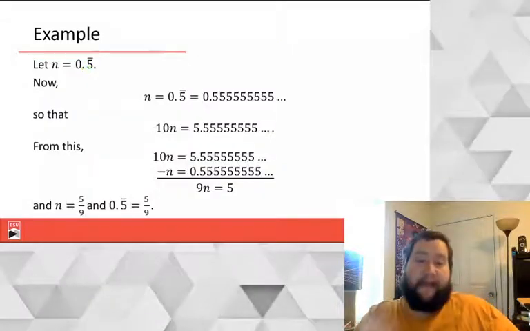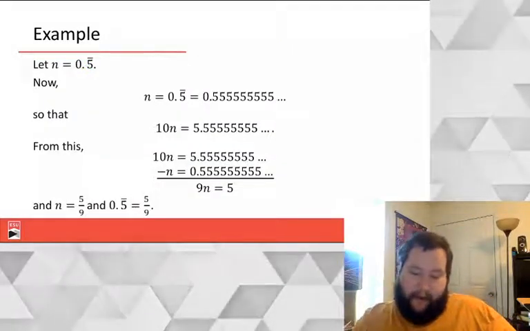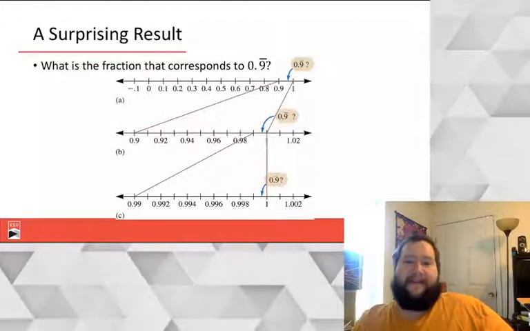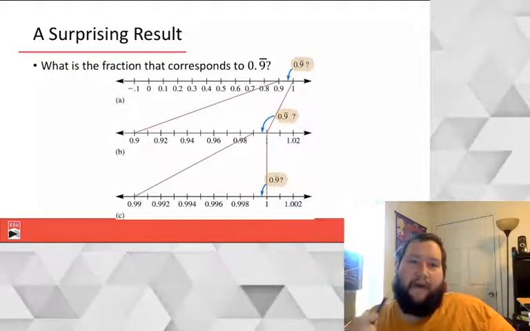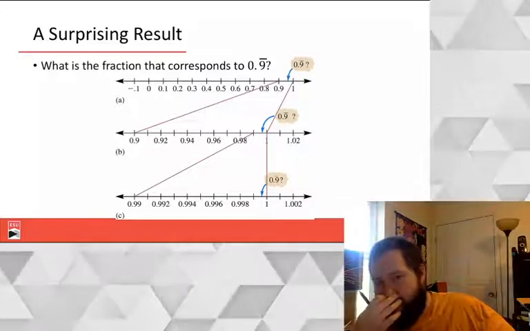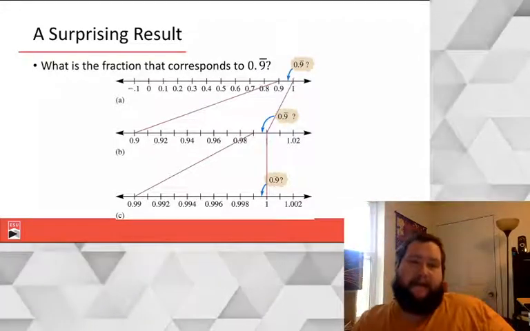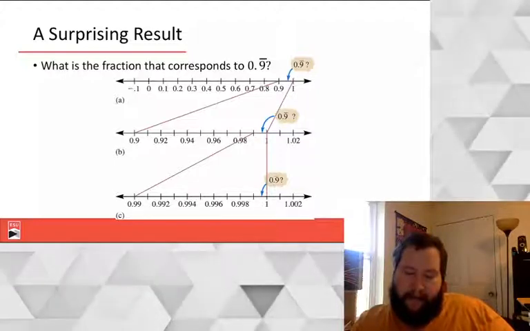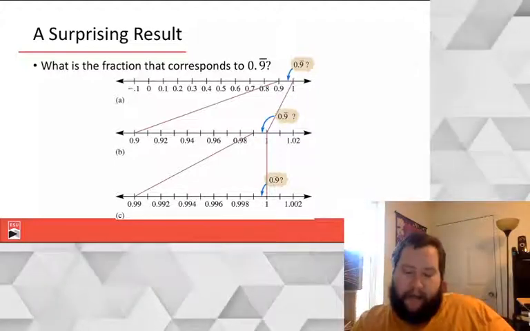And so here's your nice, neat typed up work. And so let's think about this a little bit more. What is the fraction that corresponds to 0.9 repeated? Let's think back to our zoom in idea. Well, it's going to be close to 1, right? Because it's going to be between 0.9 and 1.